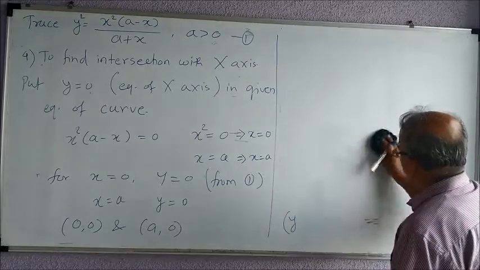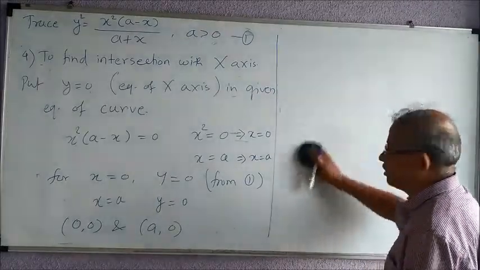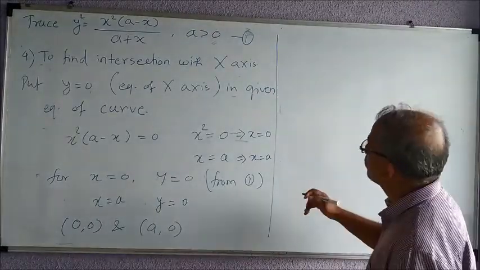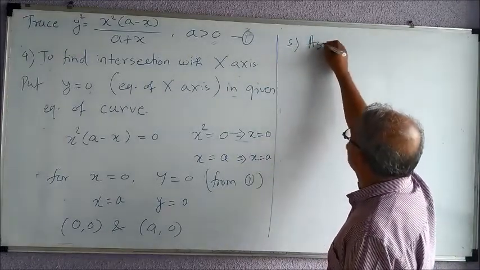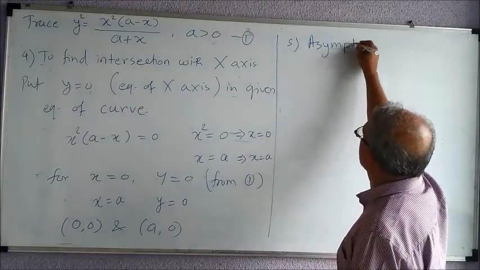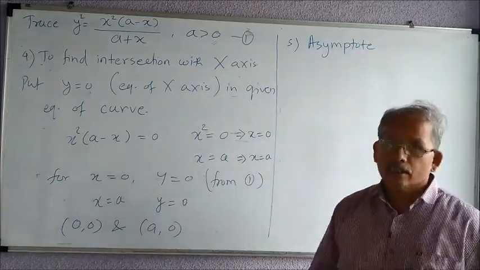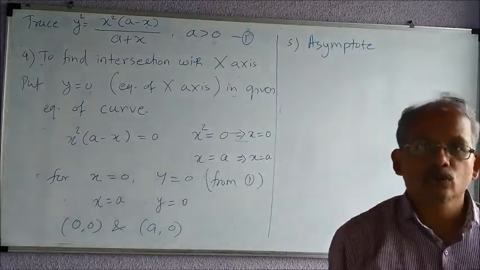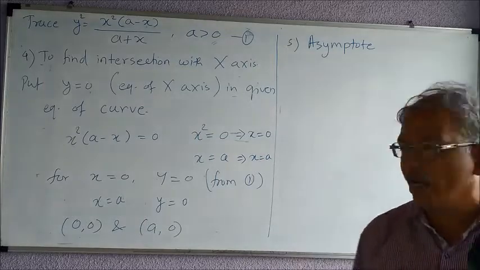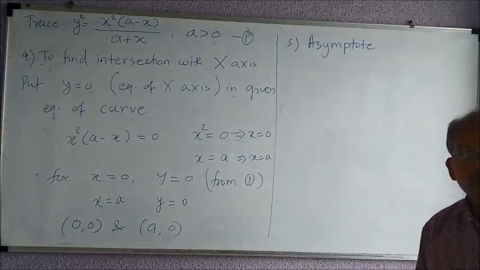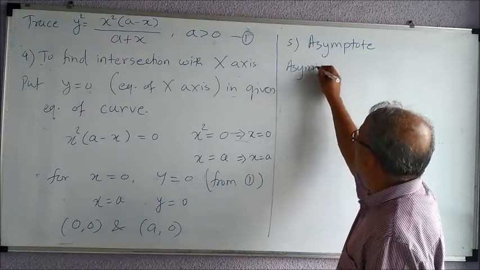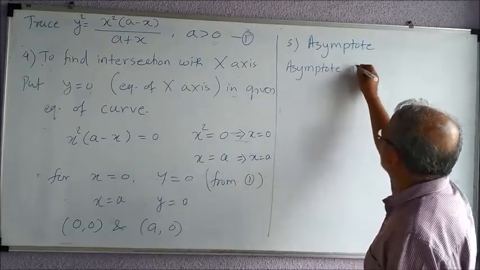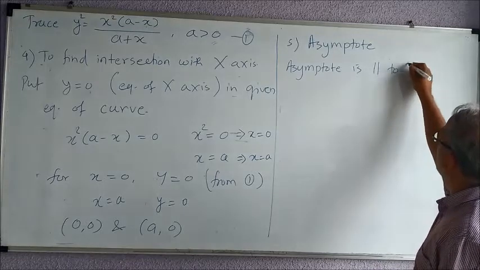Now we will find out the asymptotes of this. So the fifth point is asymptote. Now see that the curve is symmetric about the x-axis. So the asymptote must be parallel to the y-axis.